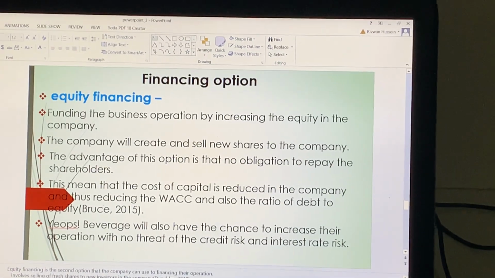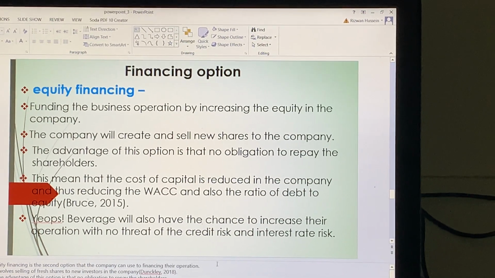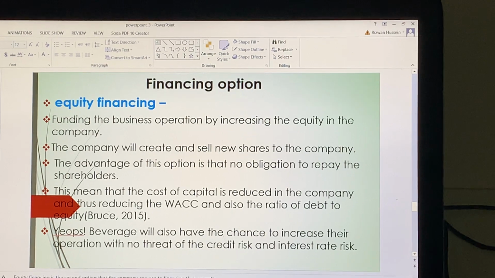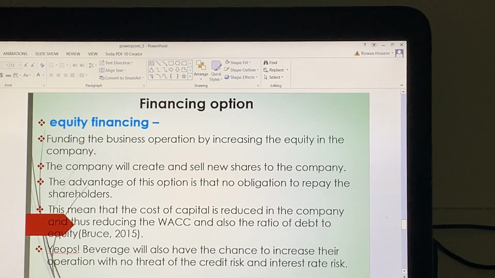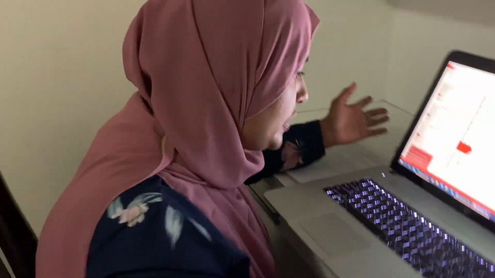Equity financing is the second option that the company can use to finance their operation, which involves selling of fresh shares to new investors in the company. The advantage of this option is that no obligation to repay the shareholders. That means the cost of capital is reduced in the company and thus reducing the weighted average cost of capital and also the ratio of debt to equity. The company will also have a chance to increase their operation with no threat of the credit risk and interest rate risk.